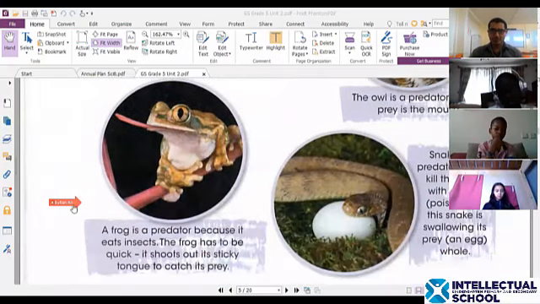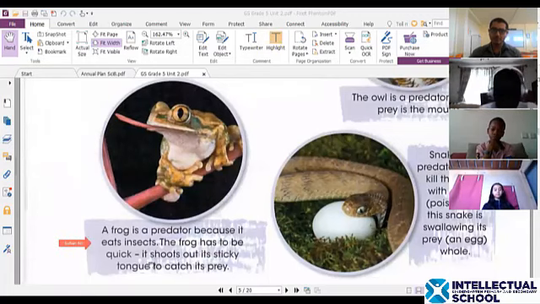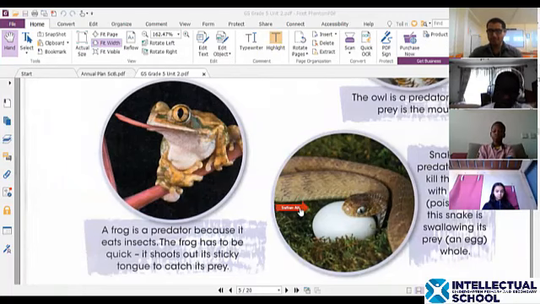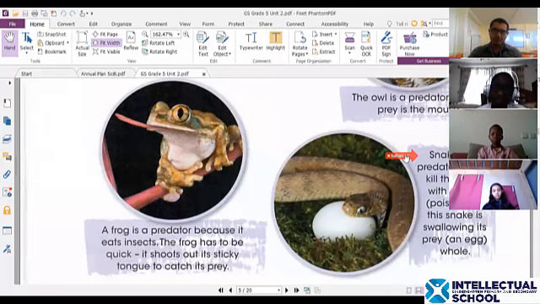For example, frog is a predator because it eats insects. The frog has to be quick. It shoots out its sticky tongue to catch its prey. So frog eats insects. In this case, frog is a predator. Here, this image can become disturbing for some of you. Snake eating egg. The snakes are known to eat their own eggs. Sometimes they can eat for energy. So snakes are predators. Some kill their prey with venom, but this snake is swallowing its prey, an egg, as a whole. Actually, if you look at the connection, snake can also eat the frog. So in this case, frog can be prey and snake can be predator.